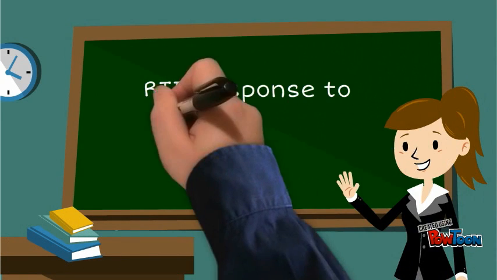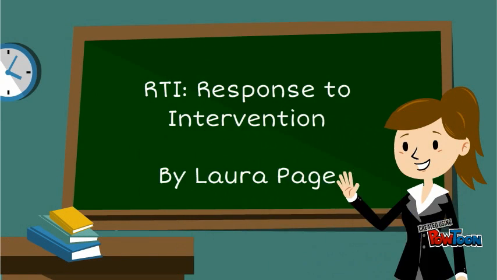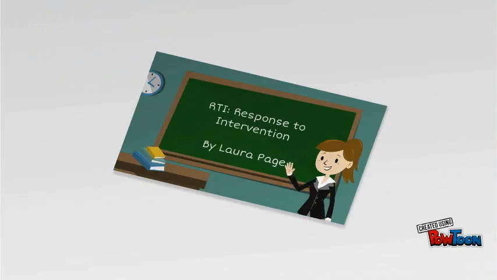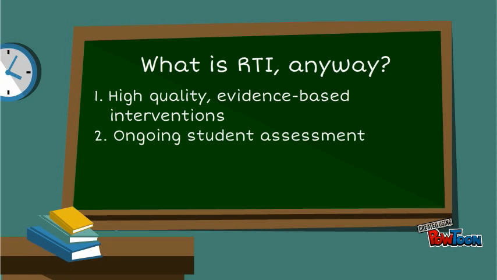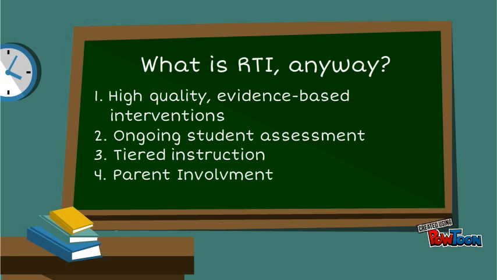RTI, or Response to Intervention, is a multi-tiered approach aimed at identifying and supporting struggling students. RTI relies on 4 essential components to be implemented with integrity. First, there must exist high-quality, scientifically based classroom instruction. Second, a teacher or other school personnel must maintain ongoing student assessment. Third, tiered instruction. And fourth, parent involvement.